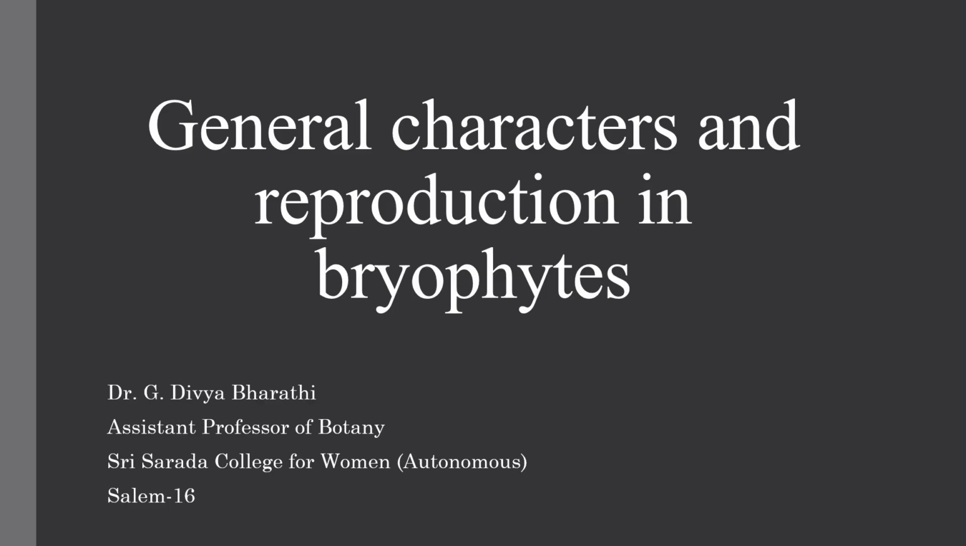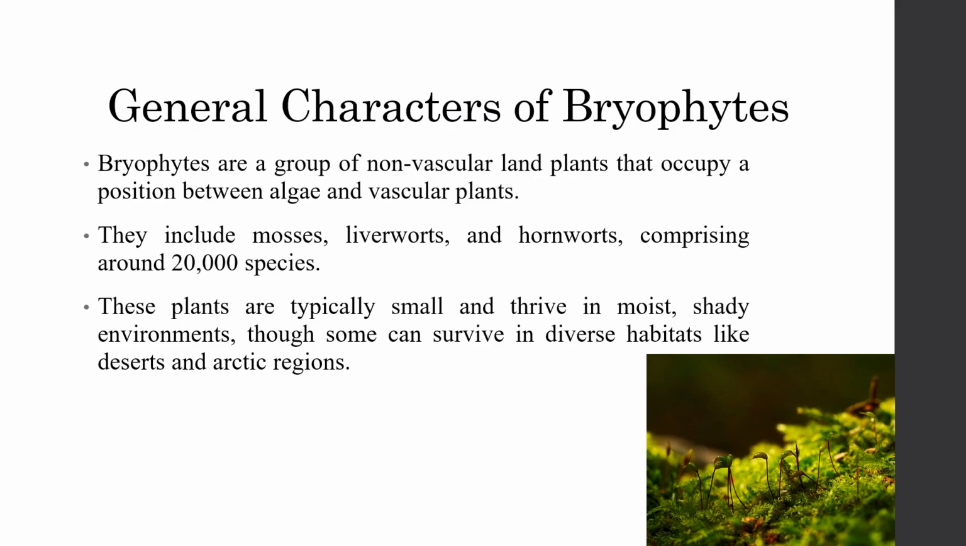The topic we are going to discuss today is the general characters and reproduction of bryophytes. Bryophytes are a group of non-vascular plants. These occupy a position between the algae and the vascular plants. These are also known as amphibian plants. These include mosses, liverworts, and hornworts, comprising more than 20,000 species distributed all over the world.